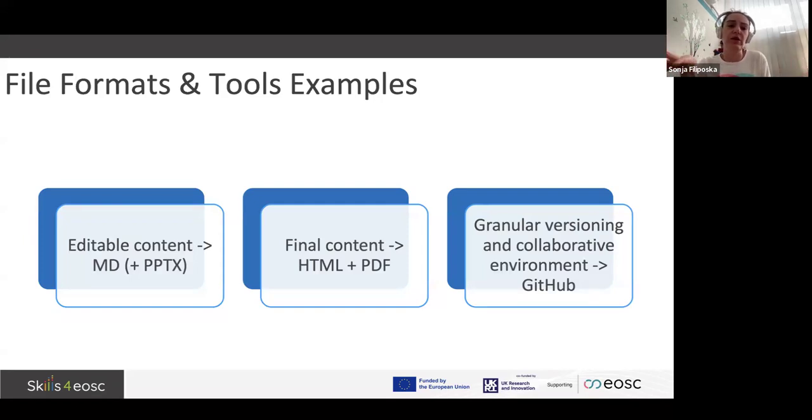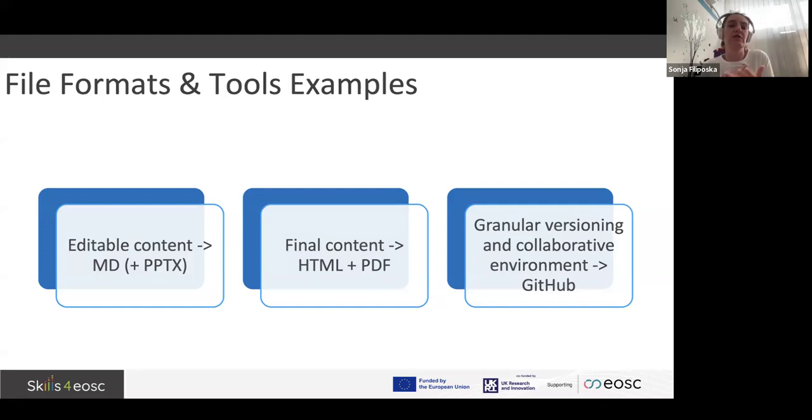For an example, the way we implement it while we are developing training materials like this, while we are developing other training materials, is we use Markdown for the editable content. If we are using slide decks, we use PowerPoint because it's also open file format. Then when it comes to final content from the Markdown, we produce HTML. From the slides, we produce PDF. For the granular versioning and for the collaborative environment, we chose to use GitHub because it's easy for us.